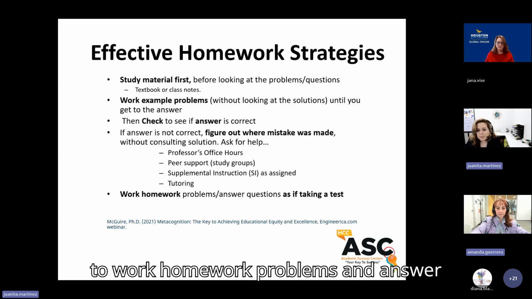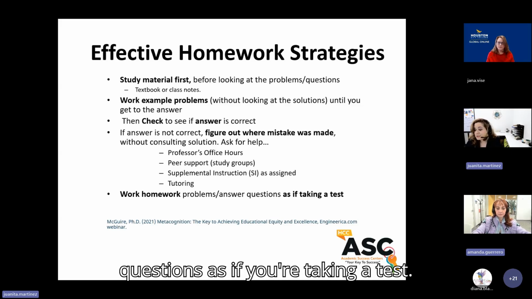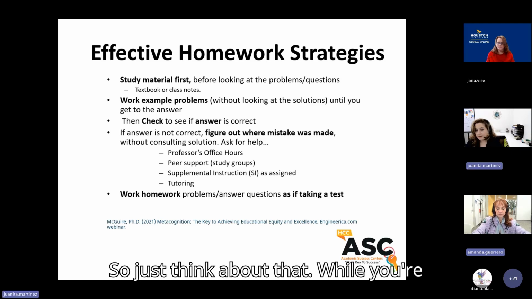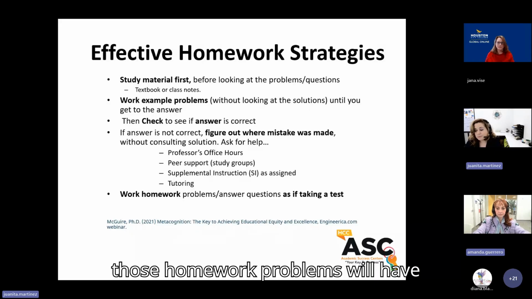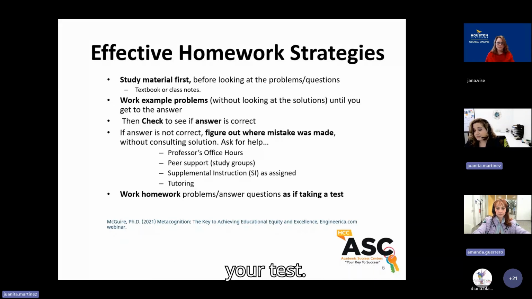Also, you're going to work homework problems and answer questions as if you're taking a test. So just think about that. While you're doing your homework, possibly some of those homework problems will have similarities to what's going to be on your test.